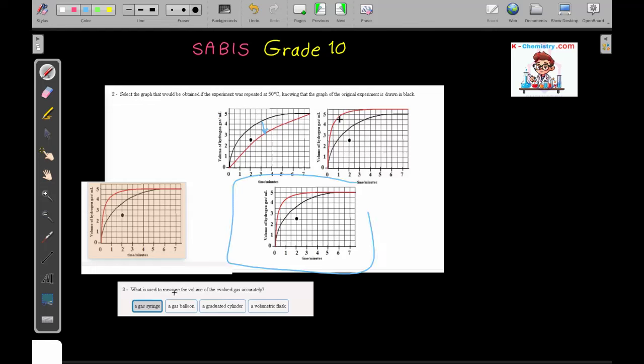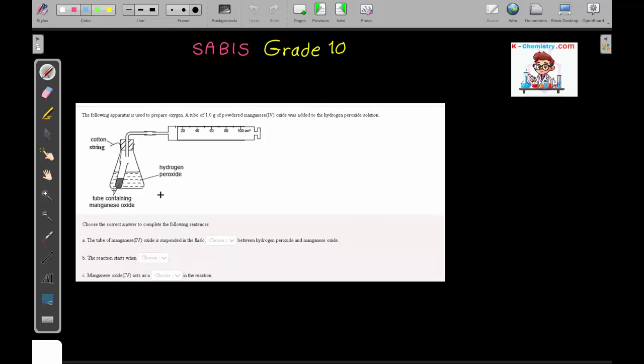What is the best way to measure the volume of a gas? The gas syringe. Here I have a reaction of H2O2. In this reaction, to do it correctly, you have to put a catalyst. The catalyst is manganese(IV) oxide, MnO2, which will break it into O2 and H2O. Don't forget to balance this one, 2 and 2 and 2. Once it breaks down, it decomposes into oxygen gas and water.